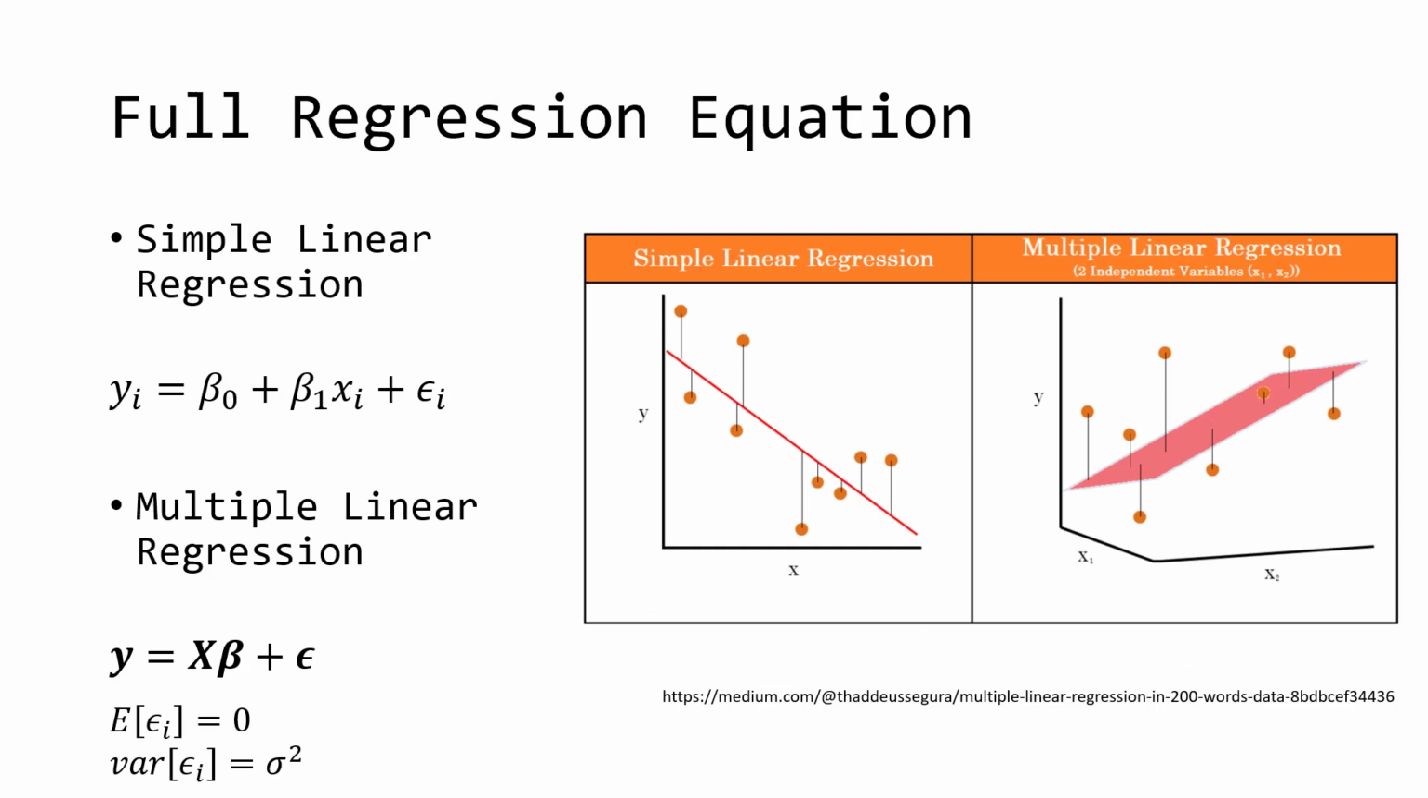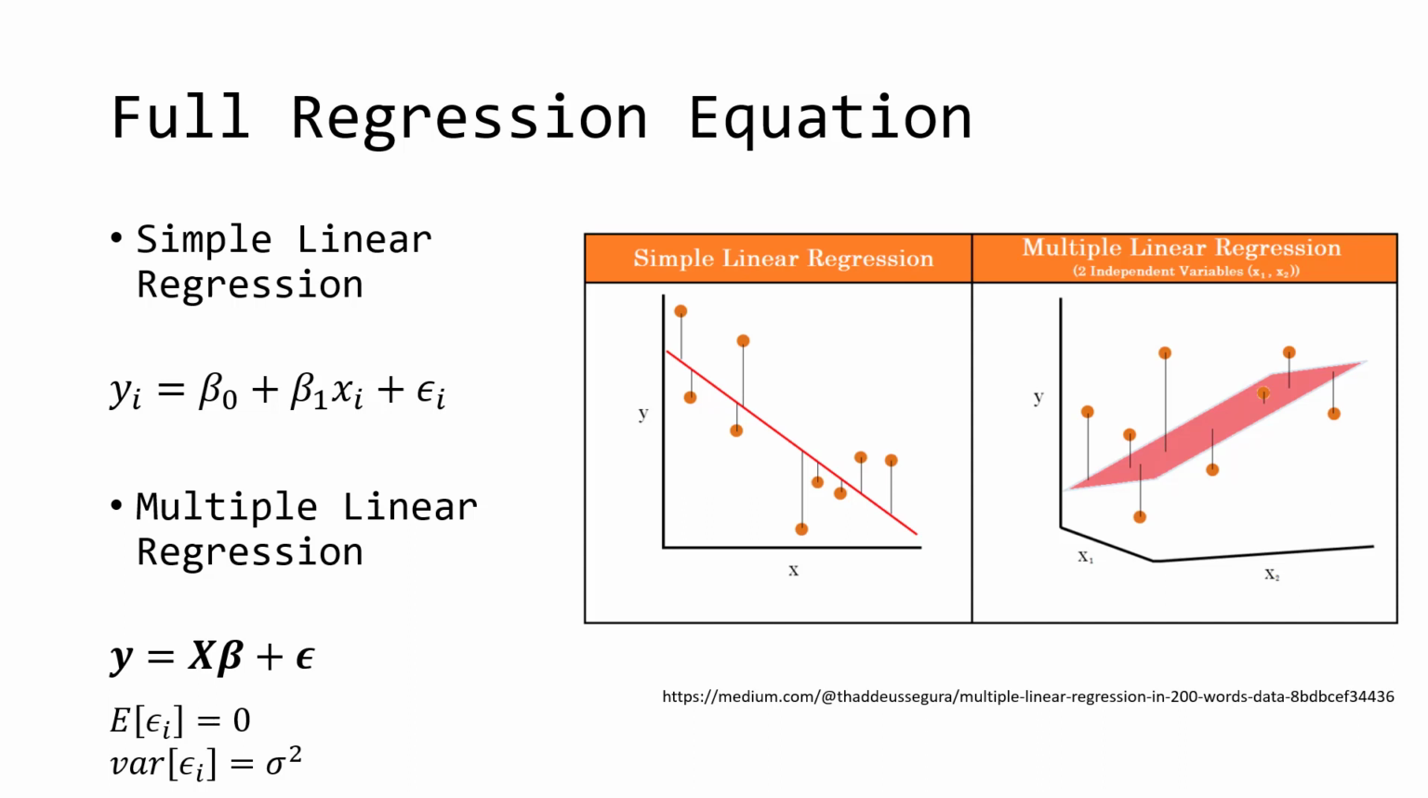Recall the simple linear regression equation. The 2 beta terms are the intercept and slope, and the epsilon term is the random error. The best fit line is the line with a beta naught and beta 1 that minimize the overall error between the line and the data used to fit it.